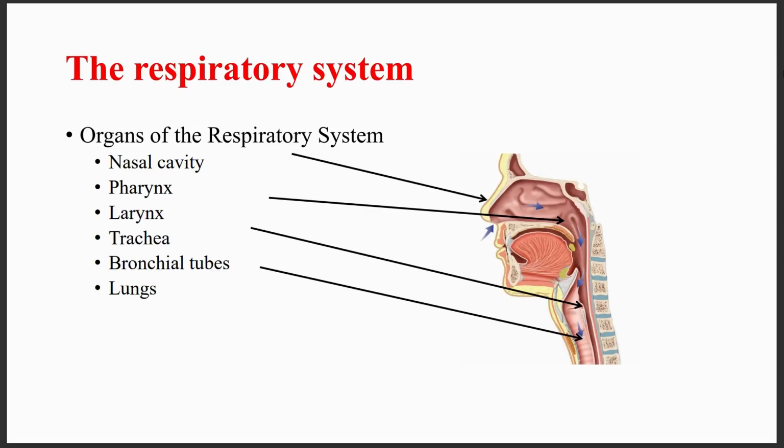To start off, let's go ahead and check out the organs of the respiratory system. So we have the nasal cavity over here. We have the pharynx, which is going to allow food to go through the esophagus, and air is going to go through the larynx. We have the larynx, we have the trachea. Trachea is pretty long. We have the bronchial tubes, and we have, of course, the lungs.